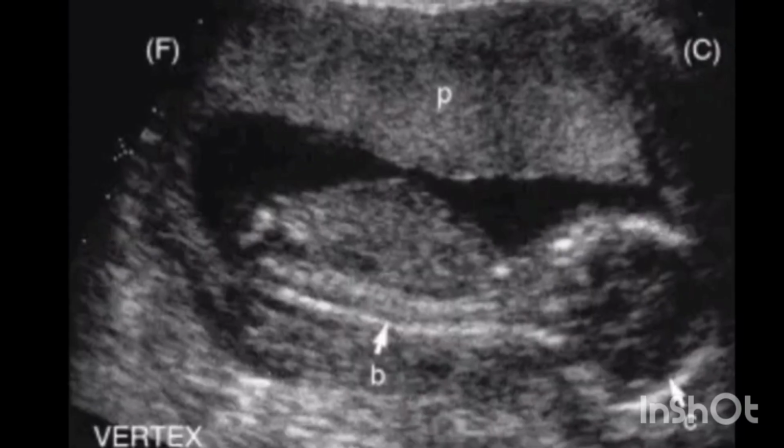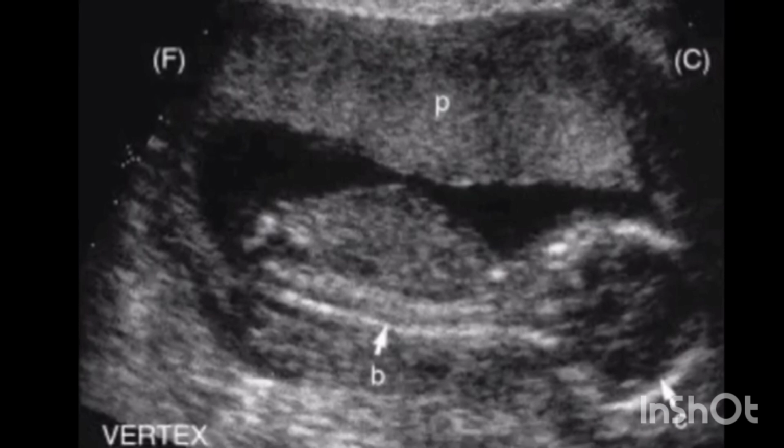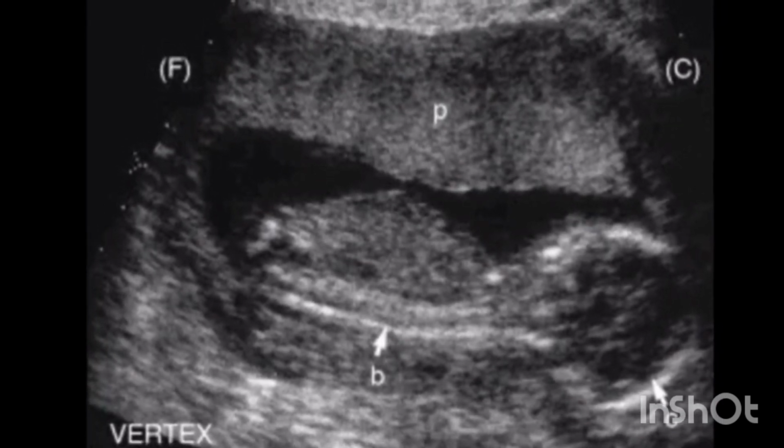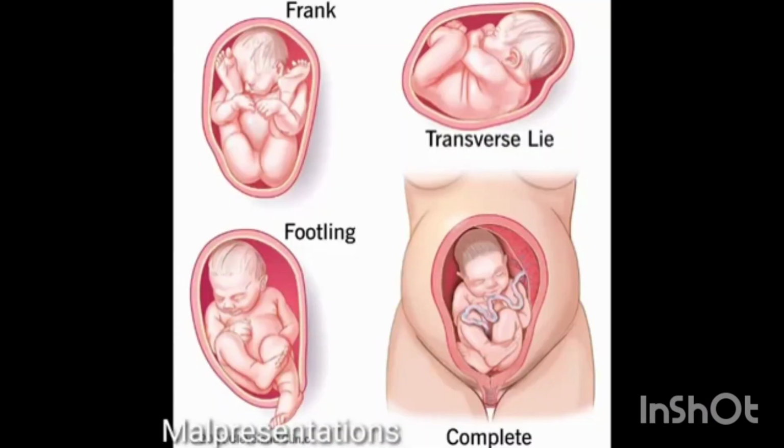The ideal presentation is head first, with the crown, top of the baby's head, against the cervix, with the chin tucked into the baby's chest. This is called vertex presentation. If your baby is in any other position, it's called malpresentation.